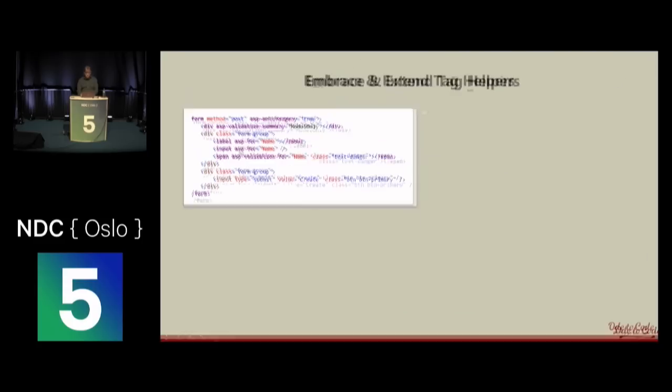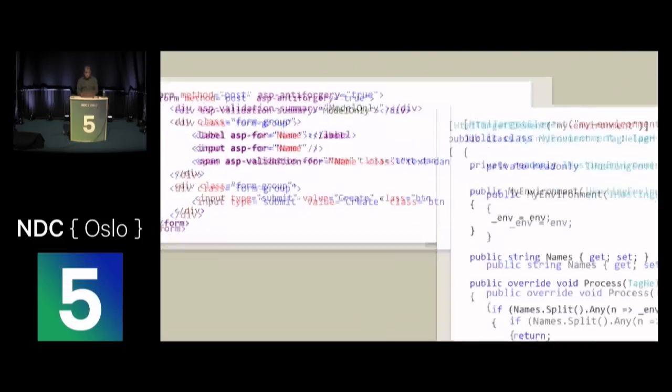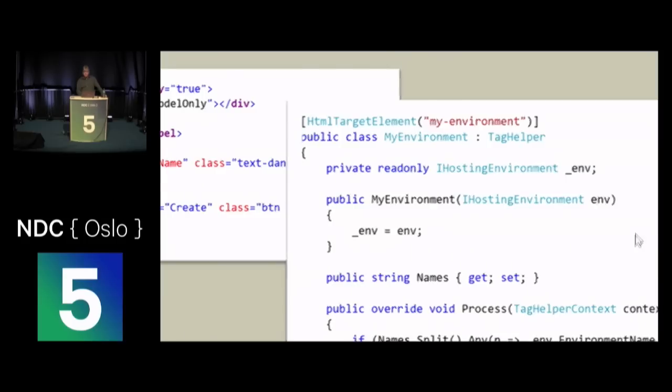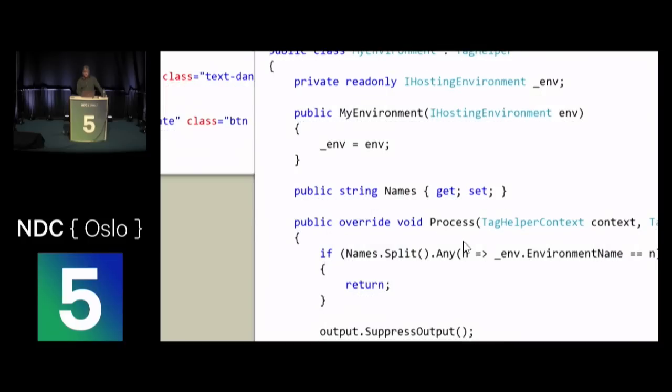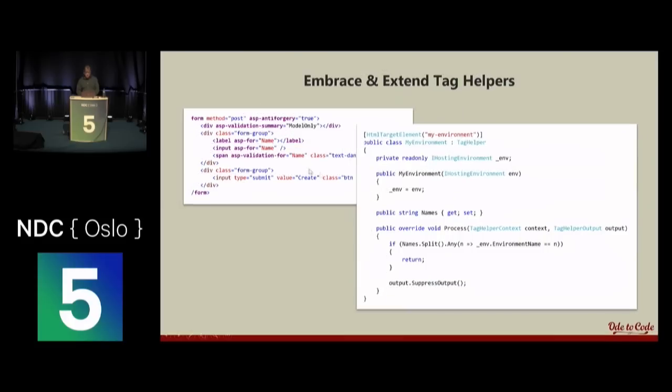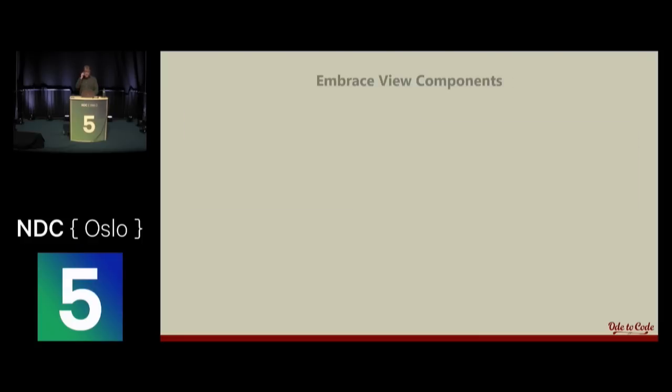So tag helpers are good. You can write your own tag helpers. It's not too difficult. How difficult could it be? You just derive from a base class called TagHelper, and there's a Process method that you override. So you can build your own tag helpers that are processed server-side to do interesting, custom things for your application, which is also the case for view components.